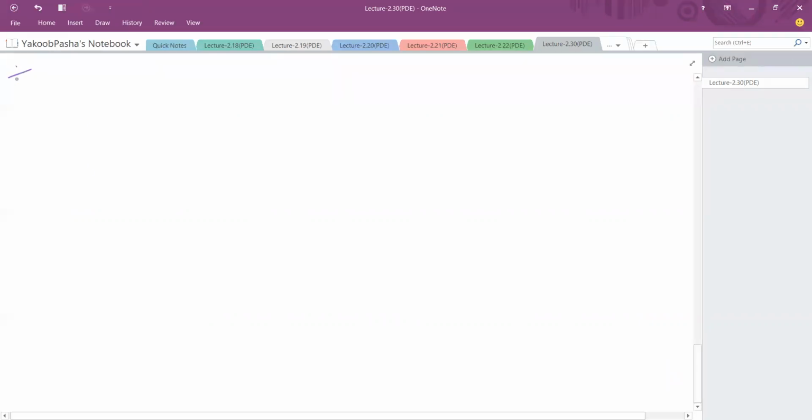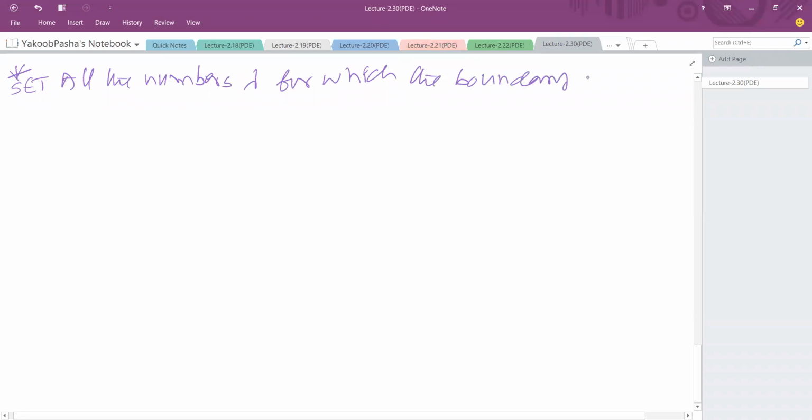It is from the set of all the numbers lambda for which the boundary value problem y double dash plus lambda y is equal to 0 with the boundary conditions y of 0 is equal to 0 and y of 1 is equal to 0.